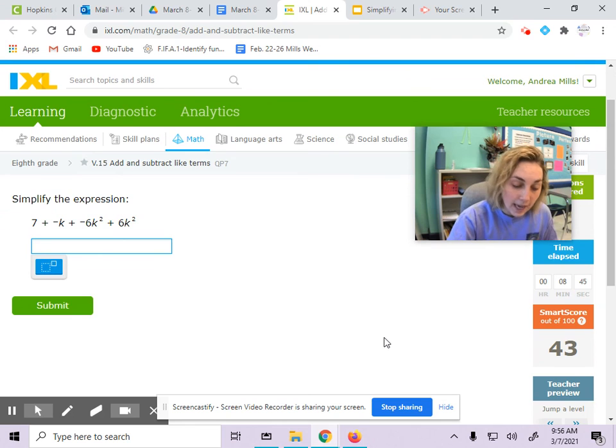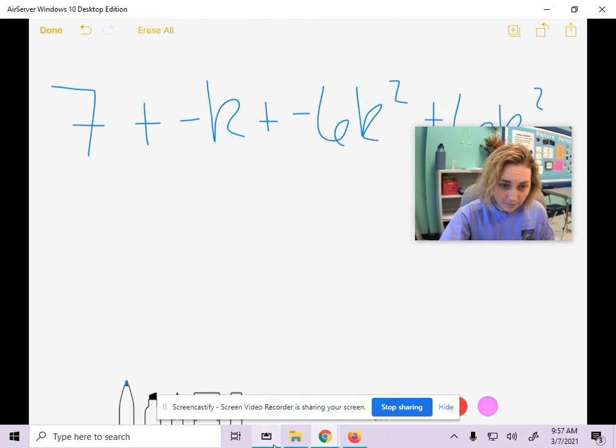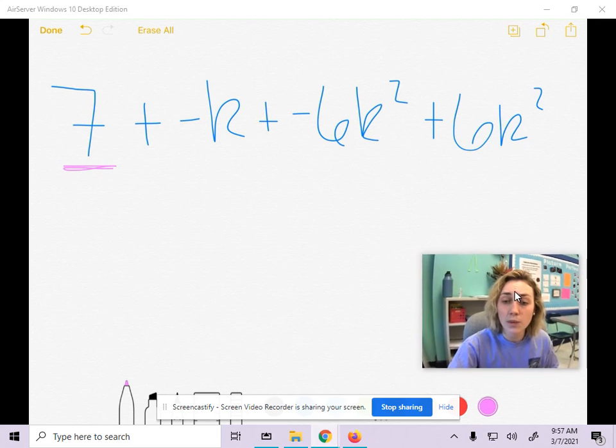All right, so this one we have different terms, so we do have to identify which terms are like terms. I'll go ahead and write this down. We have 7. We're going to add that by negative k. We're going to add that by negative 6k squared, and we're going to add that by 6k squared. So first things first, we have to identify which terms are like terms. 7, does any other term go with 7? As you can see, none of them do, so 7 is going to be by itself.